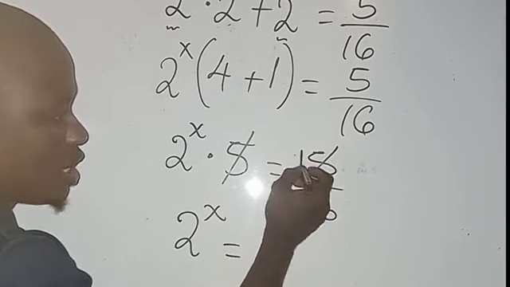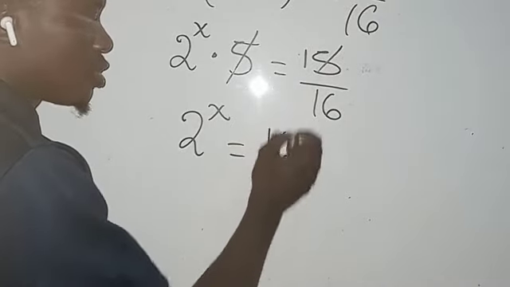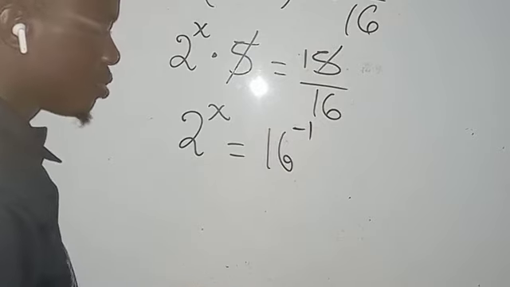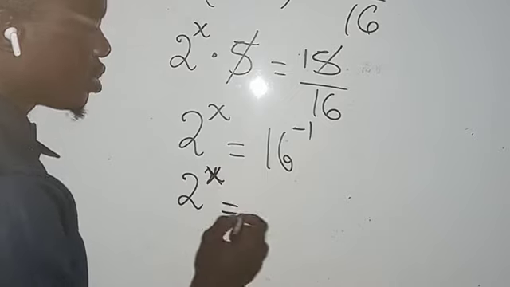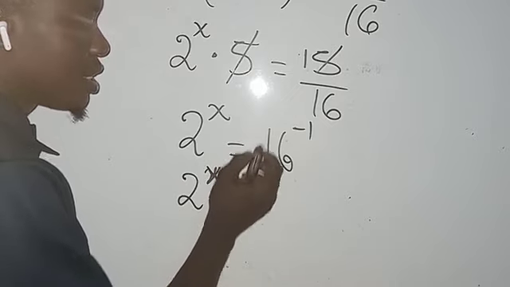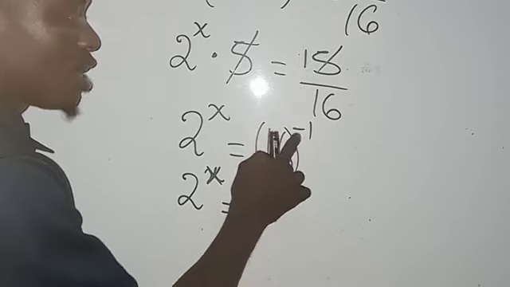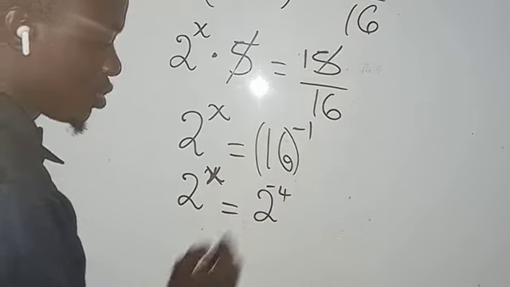Now here, I'm left with 1 here. So this is going to be written as 16 to the power of minus 1, right? That is from the law of indices. So from here, we have 2 to the power of x equals. Now I can rewrite this 16 as 2 to the power of 4, and we are having this minus here. This power will multiply this minus and it is going to be minus 1.